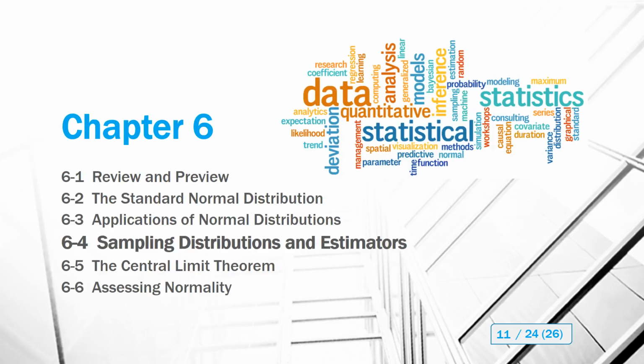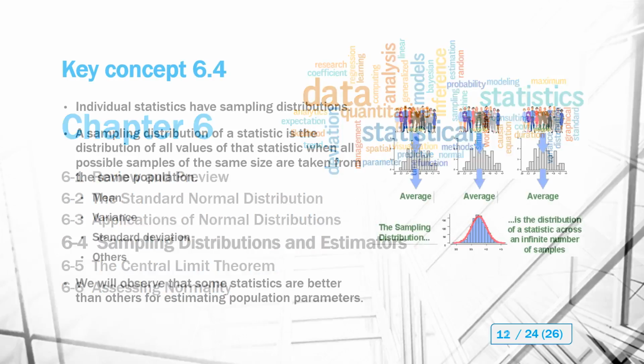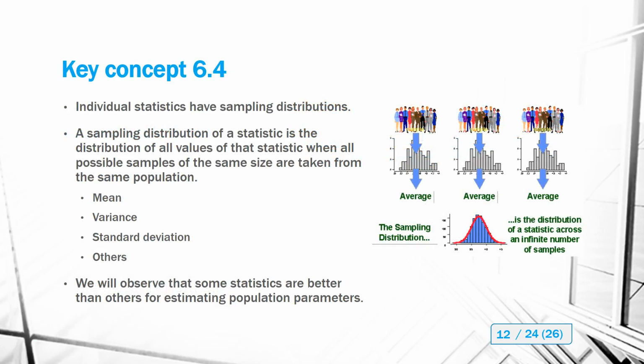So now we're going to jump into section 4, looking at sampling distributions and estimators. Basically what we're looking at here is that individual statistics all have sampling distributions. What that means is we're going to take samples from a larger population, and then we're going to take statistics of those samples, and those statistics, those groupings that we have, are going to form a distribution, which we call a sampling distribution of whatever statistic it is that we're measuring. It's the mean, the variance, standard deviation, and others.